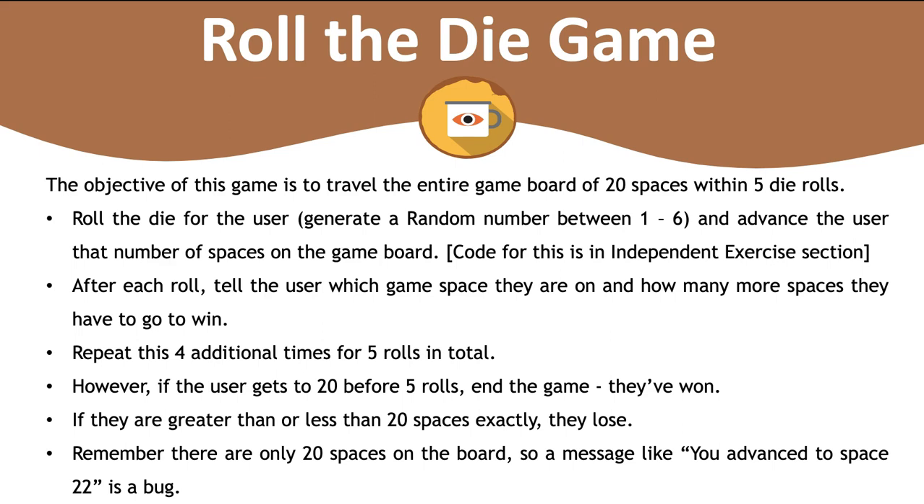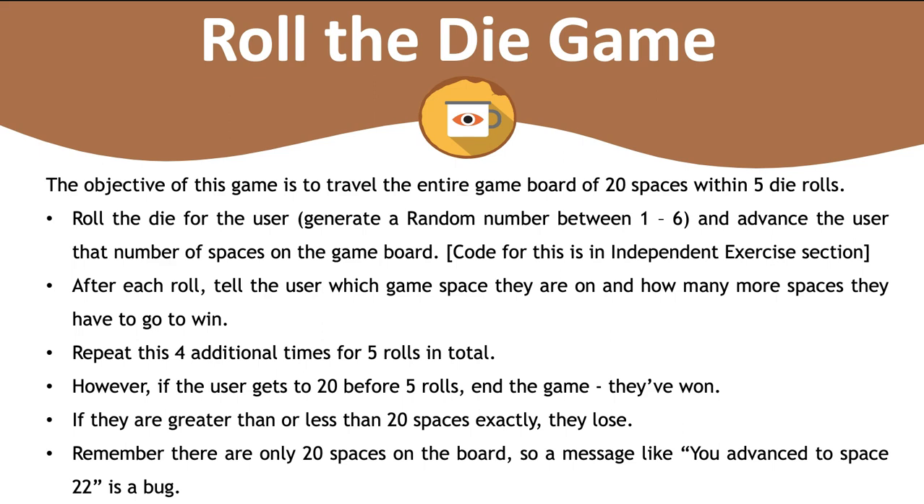What you're going to do is generate a random number between 1 and 6. And I'm going to give you the code for this down below in the independent exercise section. So I know we haven't gone over how to generate a random number. That's down there. You can just use that code. Once you've generated that number, you are going to advance the user that number of spaces on the game board. After each roll, tell the user which game space they're on and how many more spaces they have to go in order to win.